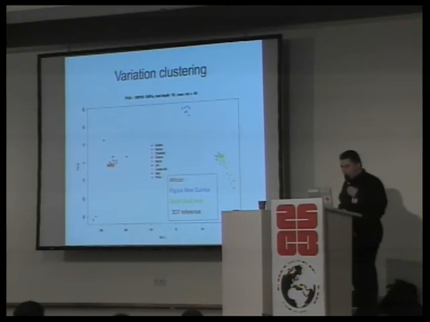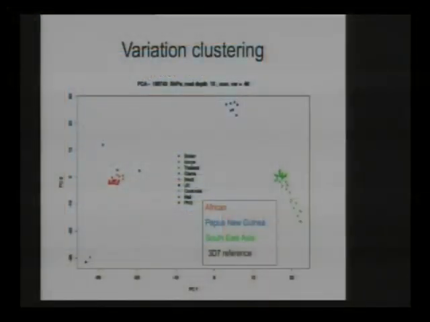And here's one thing we actually did with it. When we compare these sequences and then group them by similarity, let's say this is for the mathematically inclined, this is a principal component analysis. And as you can see, we can tell apart African samples and Papua New Guinea and Southeast Asia pretty well. So this is Brazil, which apparently is like Southeast Asia, which brings me to some other things.